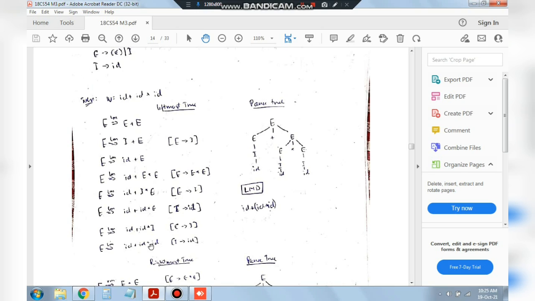Making the parse tree for it, what we'll get is first what we did, E plus E was written as E plus E. Then what we did, substituted the value of E as I and id, and this E was written as E star E, right? This E was written as E star E.